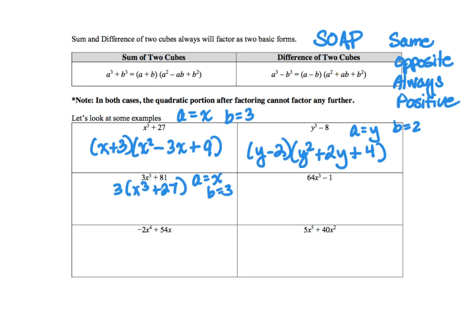So now I just plug in. So I have 3, and now remember the sign is the same. That should be x plus 3. Then a squared, which is x squared, opposite, that's a minus, a times b, which is 3x, always positive, b squared, 9, and that's how that factors. So remember, always factor out that GCF first.